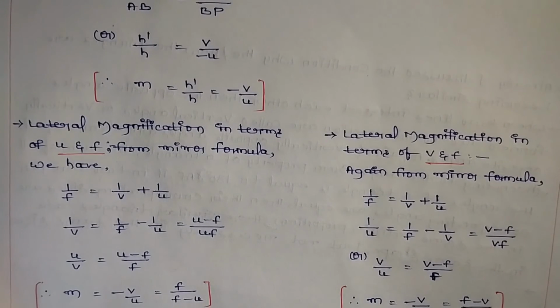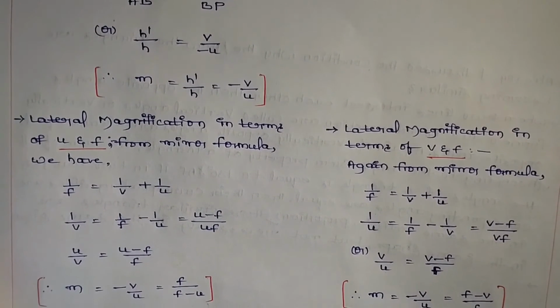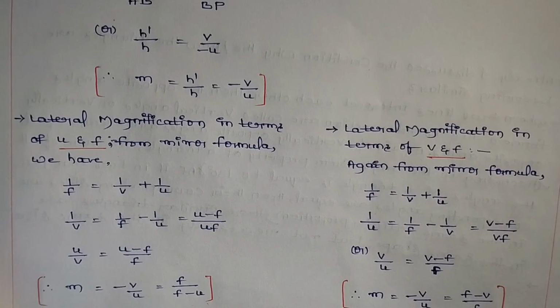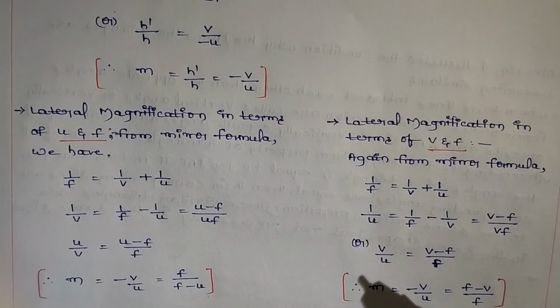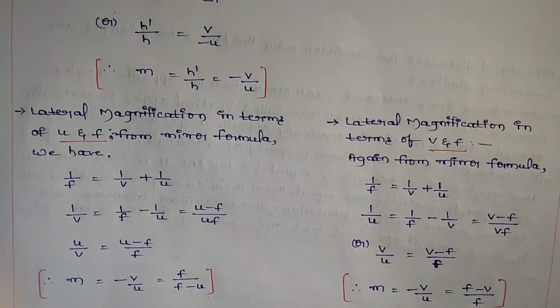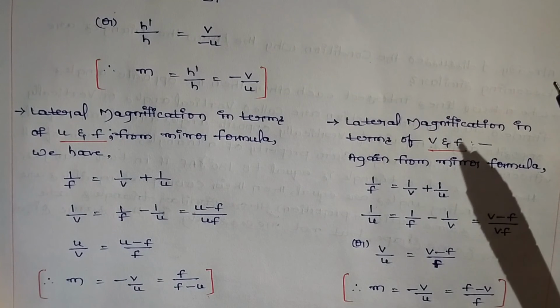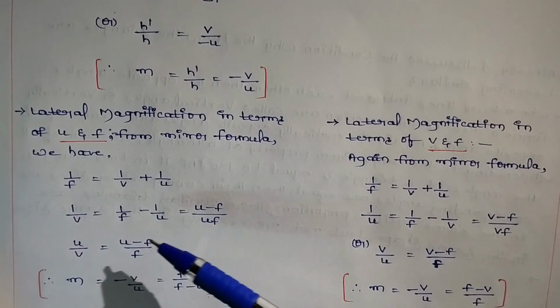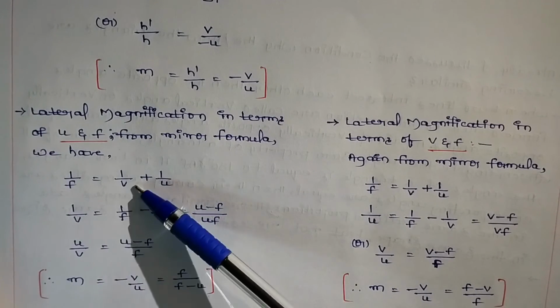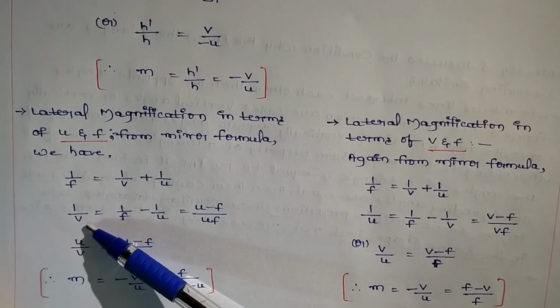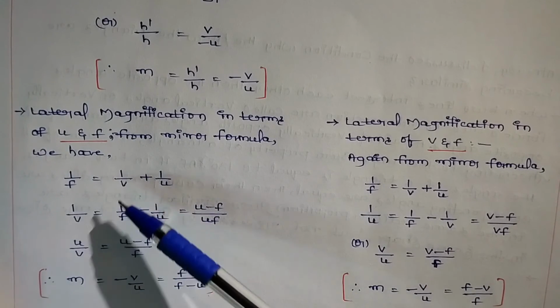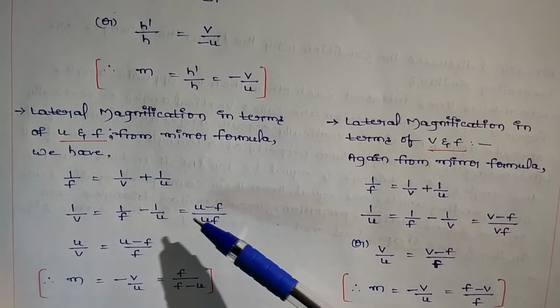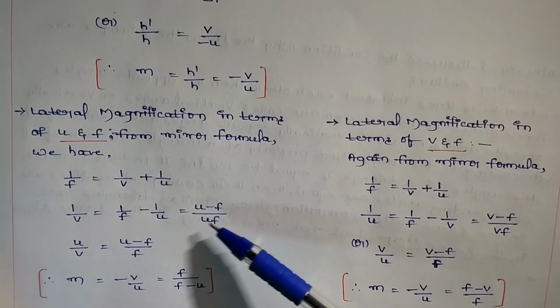The mirror equation is nothing but 1 by f equals 1 by v plus 1 by u, which we already derived in part 2 of the mirror equation. And 1 by v we are replacing like this: 1 by v equals 1 by f minus 1 by u, which is equal to u minus f by uf.